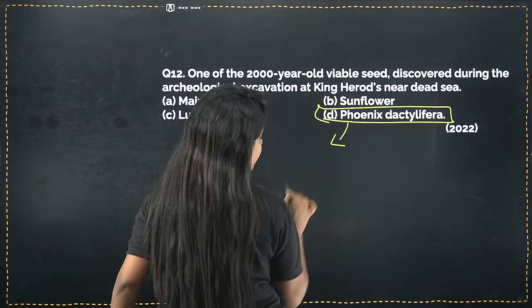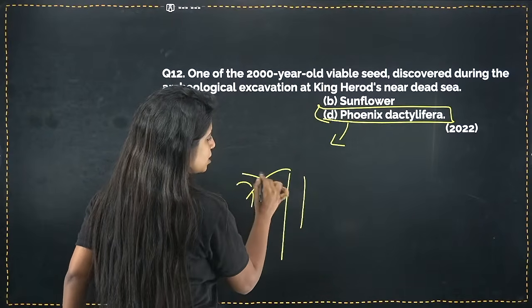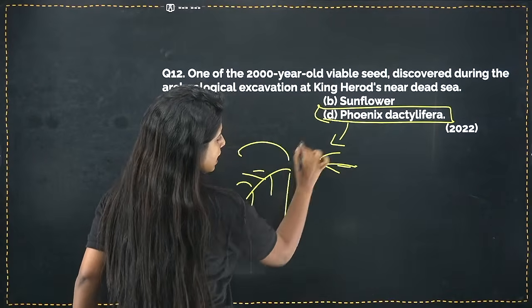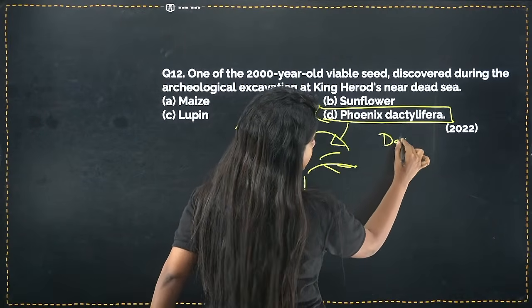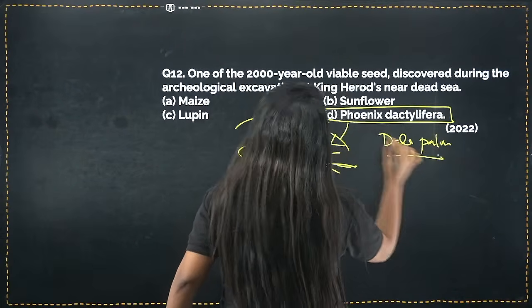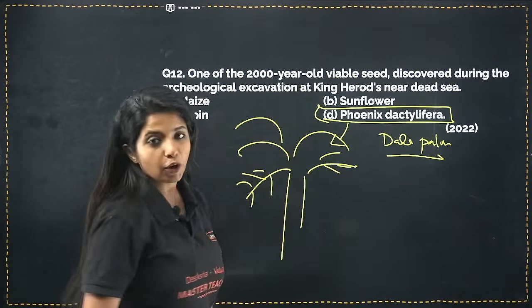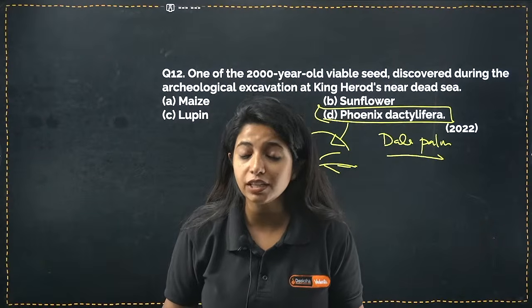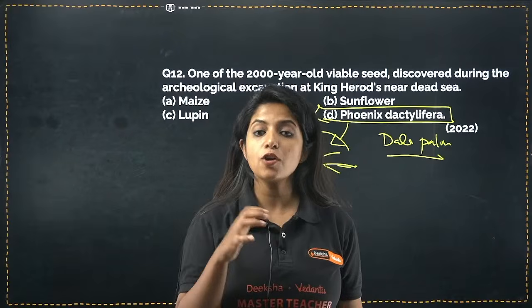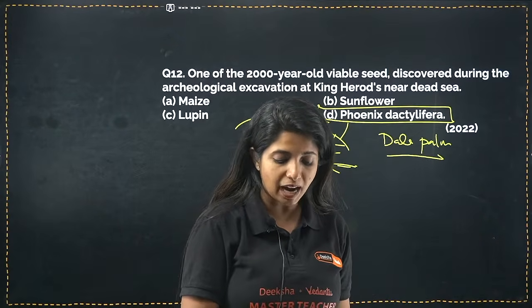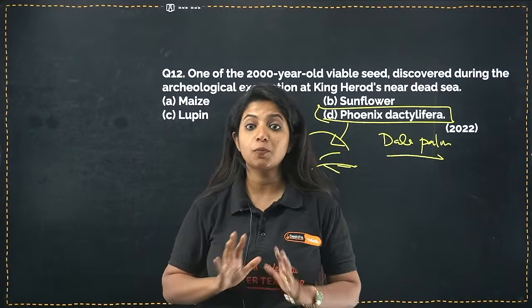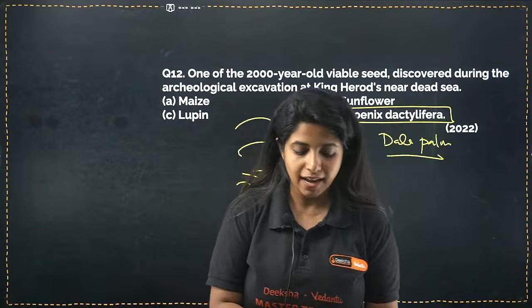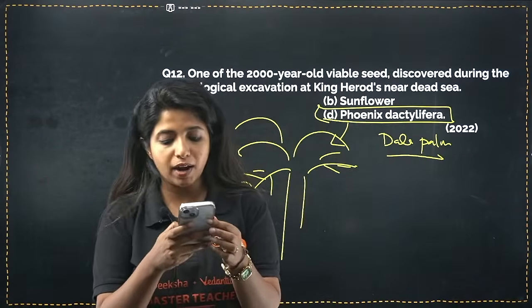You also call this the date palm. It is also known as the date palm. Please remember it. Now a question for you. This is 2,000-year-old. If you are being asked about a 10,000-year-old viable seed, it belonged to which particular plant? What will be your answer for that particular question?